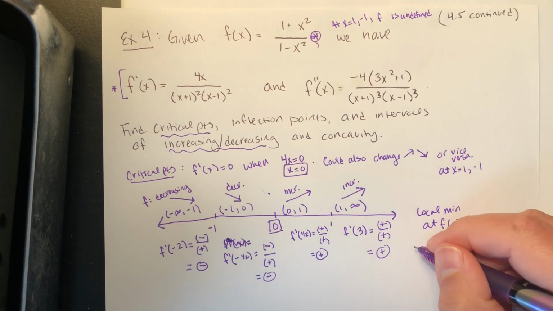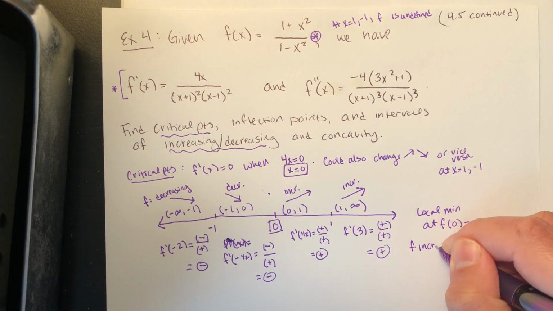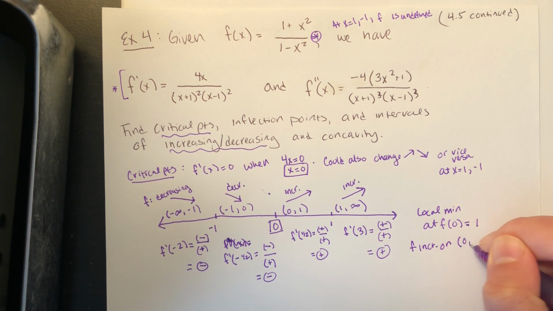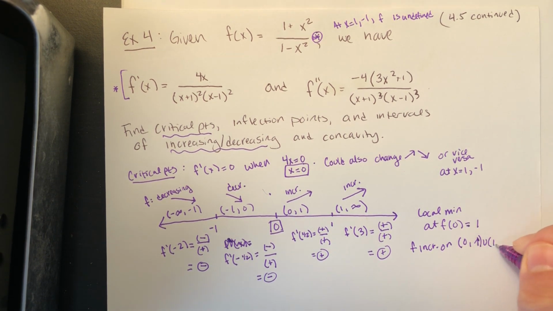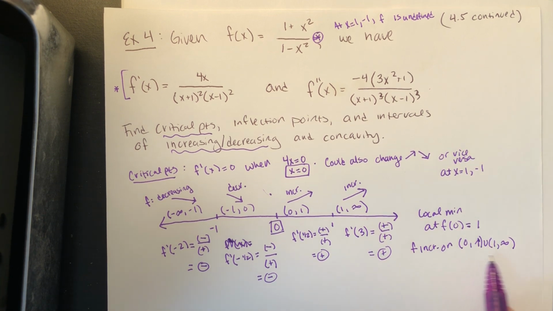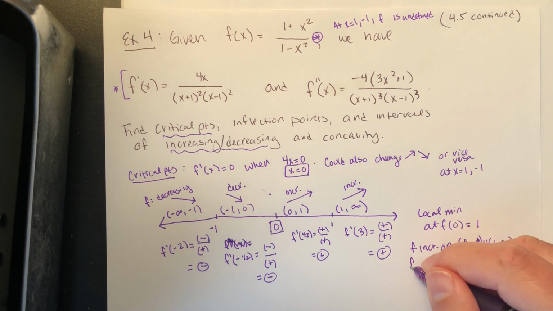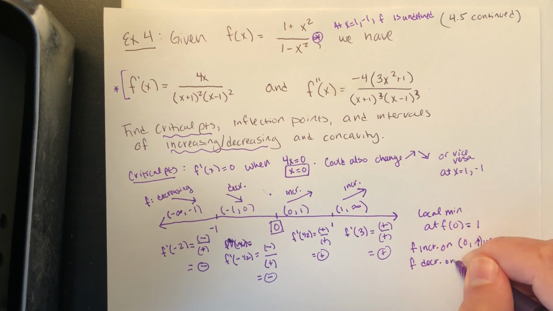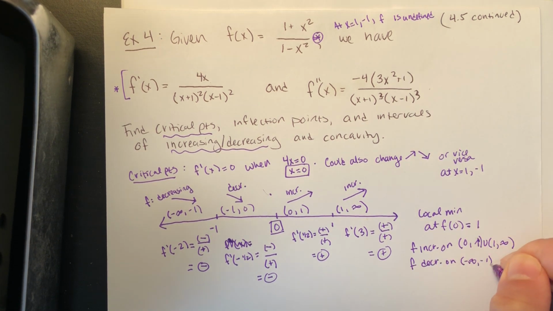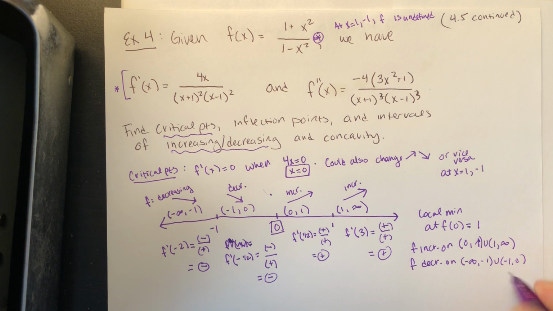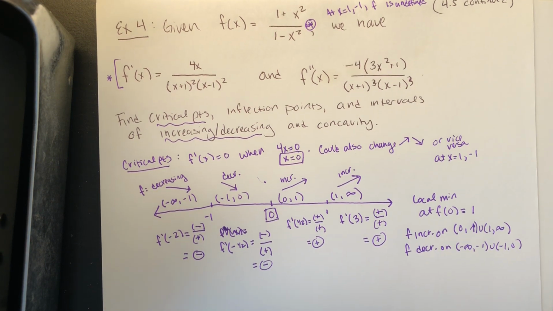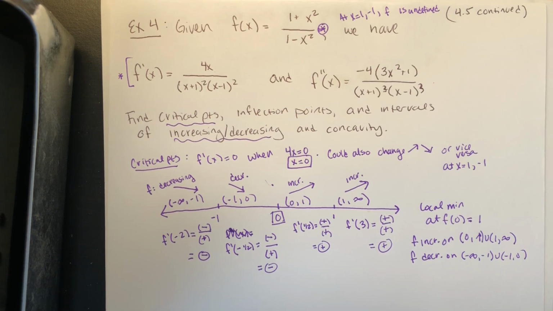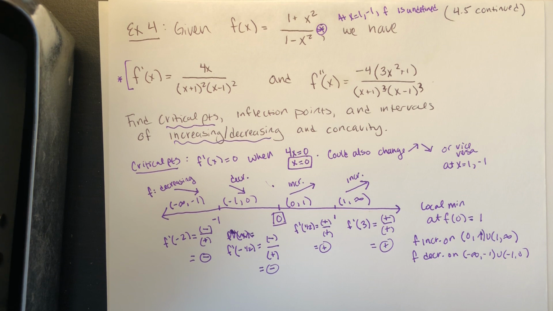And we have that f is increasing on 0 to 1 and 1 to infinity. It's not defined at 1, so we don't want to say just 0 to infinity. But f is decreasing from -infinity to -1 union -1 to 0. Again, it's not defined at -1, so we don't want to include -1 in those intervals. Great. So this is telling us everything we need to know about increasing and decreasing intervals.